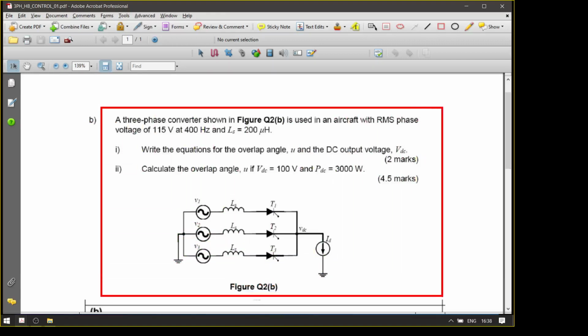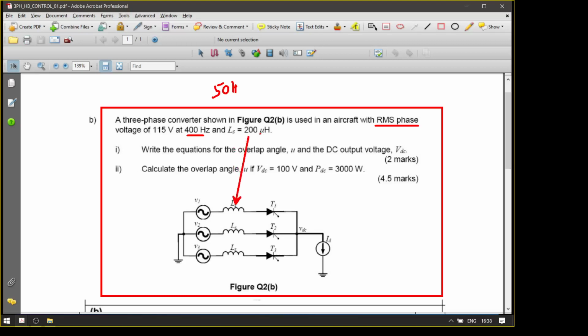If you look at these questions, we start with a three-phase converter shown in figure Q2b, which is used in an aircraft. So this converter is being used in the aircraft system with RMS phase voltage of 150 volt, and the frequency is now 400 hertz instead of the normal frequency of 50 hertz. For the aircraft, the frequency is quite high, 400 hertz, and the source inductance is 200 microhenry.